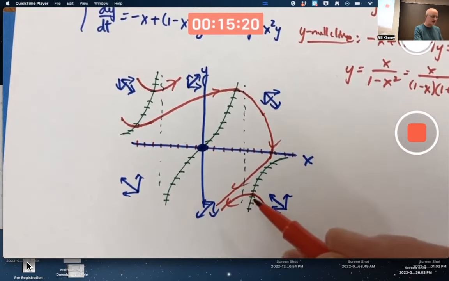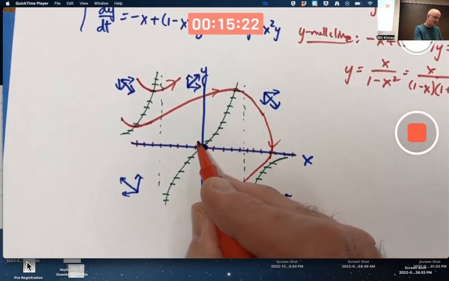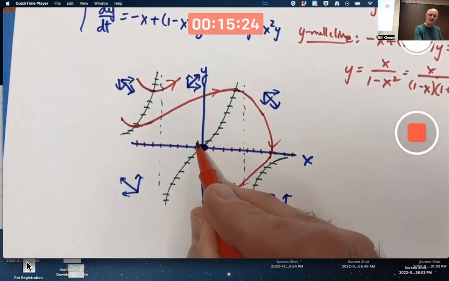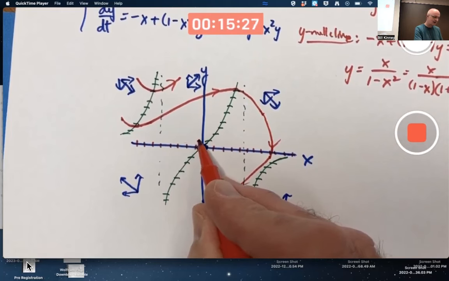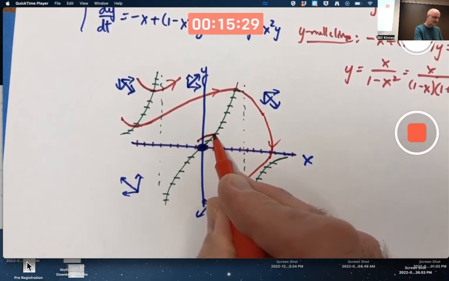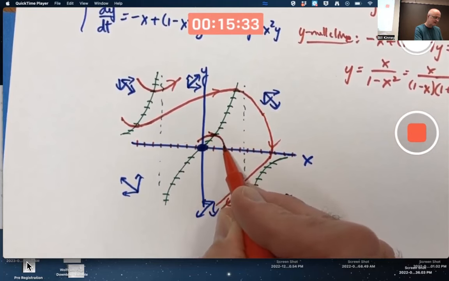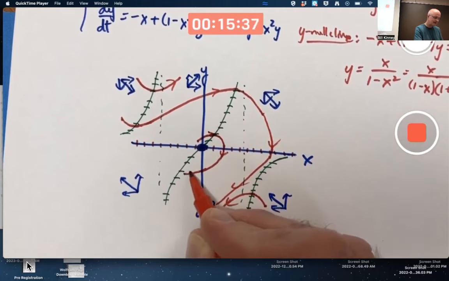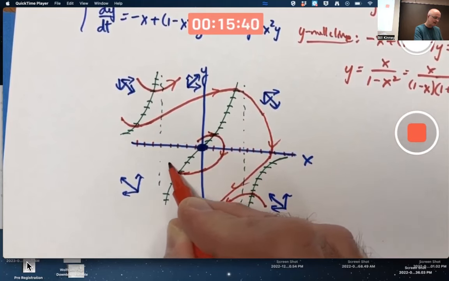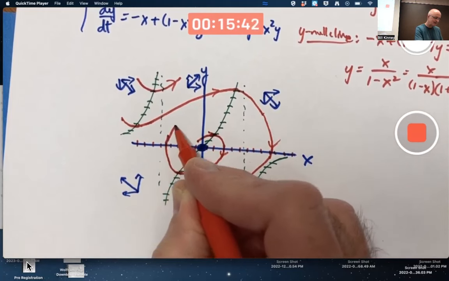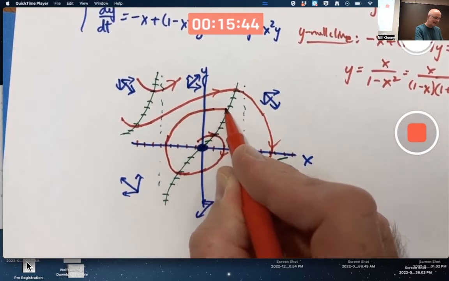Oh, maybe I should pick an initial condition close to the origin. If I start right there, I've got to go to the northeast, cross this y null line horizontally, then cross the x null line vertically. Looks like it's an oscillation that's getting bigger. But there seems like there's got to be a limit on how big it can get.